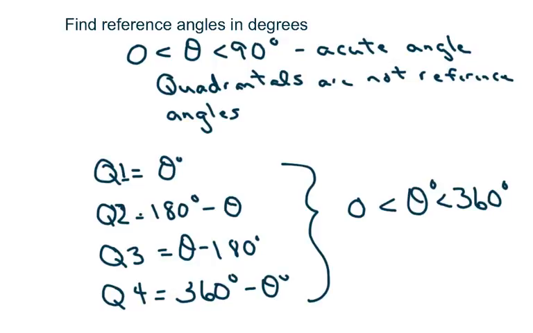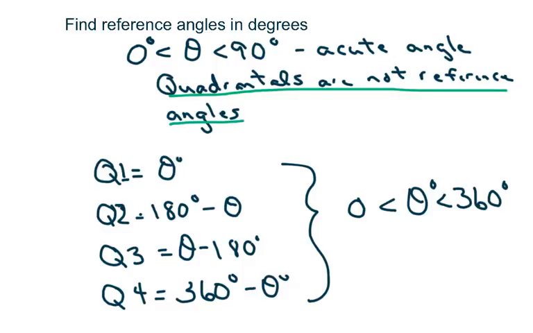Hi everyone. We're going to find reference angles in degrees. A reference angle is an acute angle, which means it's an angle between 0 degrees and 90 degrees. Quadrantal angles are not reference angles.